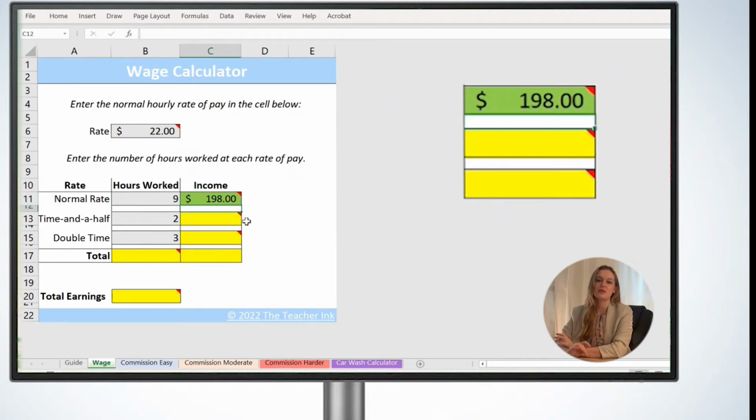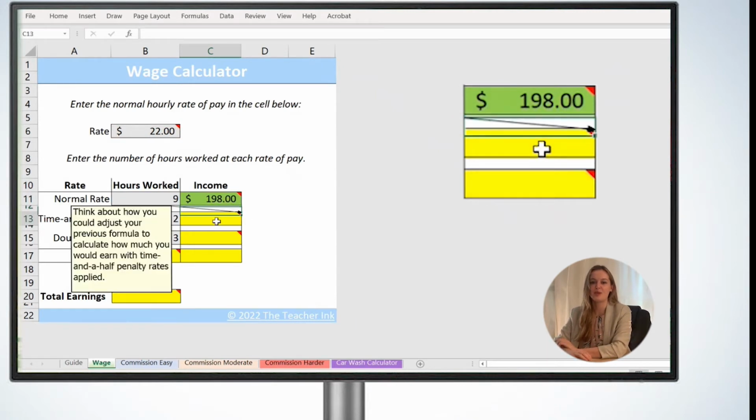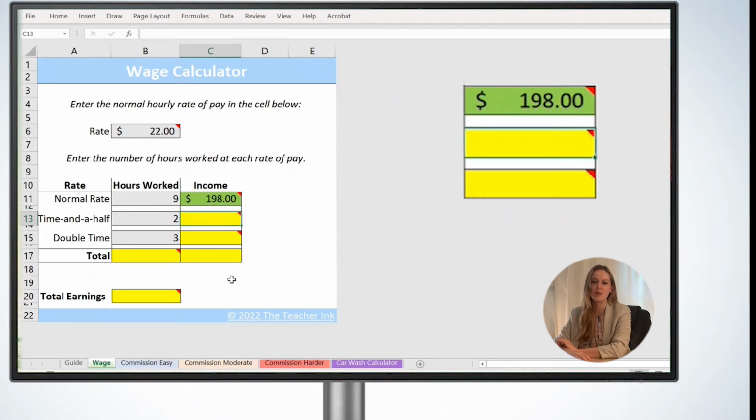For the next formula, we need to introduce another element to include the penalty rate of time and a half. When writing a formula for a spreadsheet, we can often become a bit confused when there are too many elements. It helps to write down the calculation required on a sheet of paper. That way, we can translate it into a dynamic formula for Excel. This calculation would be $22 per hour multiplied by 1.5 to factor in time and a half as a penalty rate. Then we would multiply the number of hours, in this case it would be 2. 22 times 1.5 times 2.